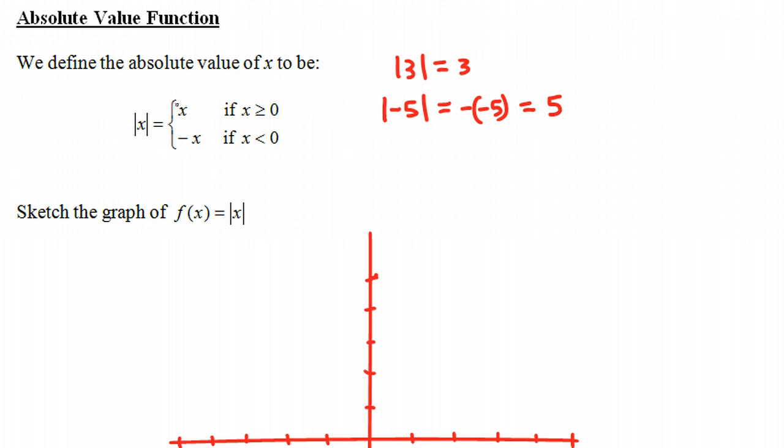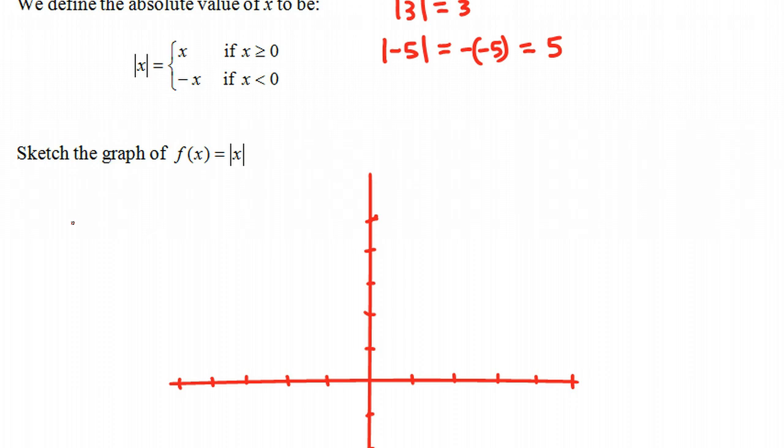And notice that it's a piecewise linear function. The graph will actually come in two pieces. We'll have one piece if x is greater than 0 and another piece if x is less than 0. And these are both linear functions. This is really 1x plus 0, and this one is negative 1x plus 0. Okay, so let's sketch the graph of the absolute value of x.